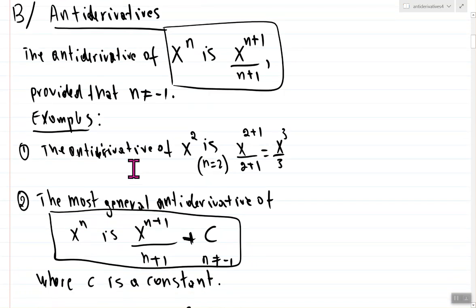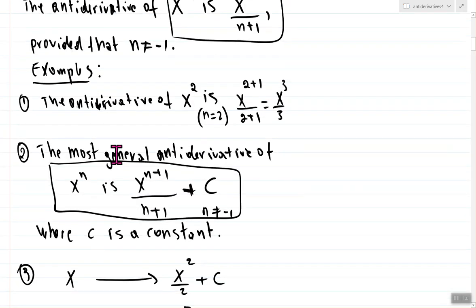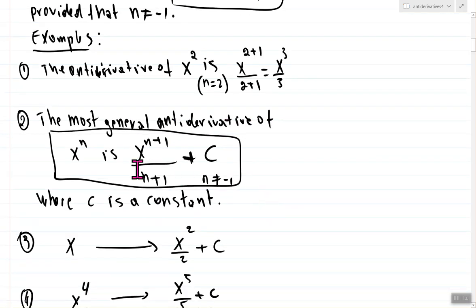For example, if you are asked to find the antiderivative of x squared, you're going to have x raised to 2 plus 1 divided by 2 plus 1, which is x cubed over 3. So the antiderivative of x squared is x cubed over 3. But the most general form of the antiderivative is basically we always add a c to it. So the antiderivative of x to the nth power is x raised to n plus 1 divided by n plus 1 and then plus c.